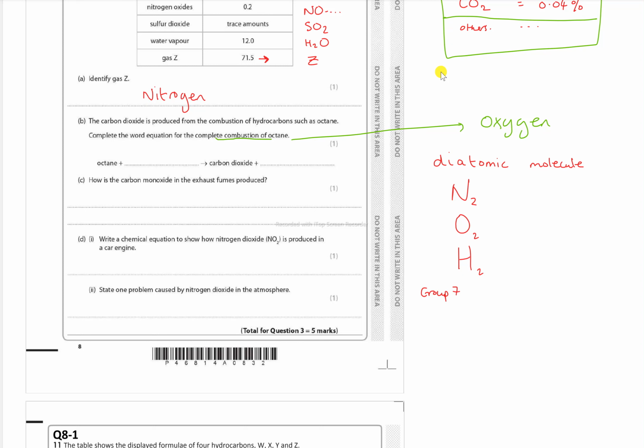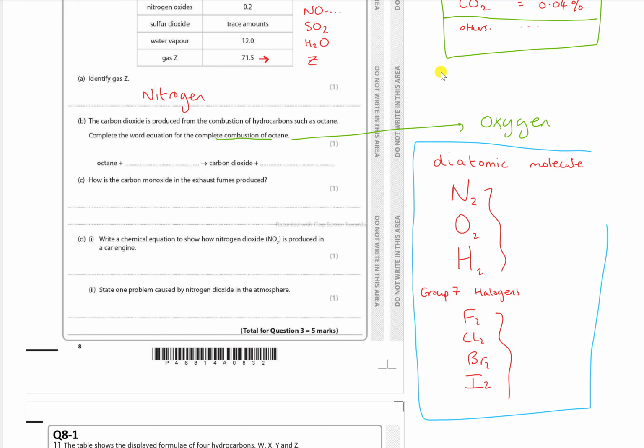And then you've got your group 7 halogens. So I remember that's fluorine, chlorine, bromine, and iodine. These are the ones that we use normally. And remember they come in pairs. So it's good to know all this again. This is for you to learn.